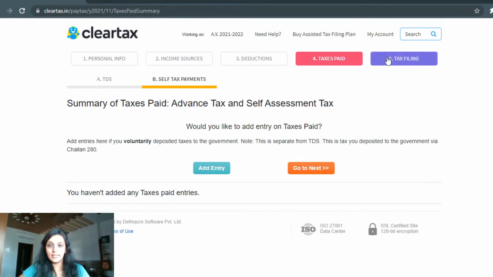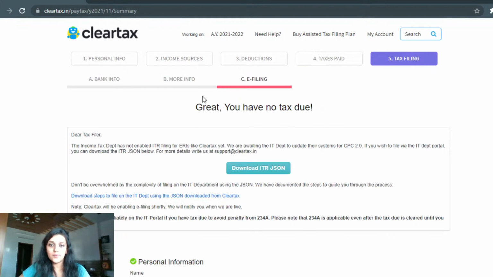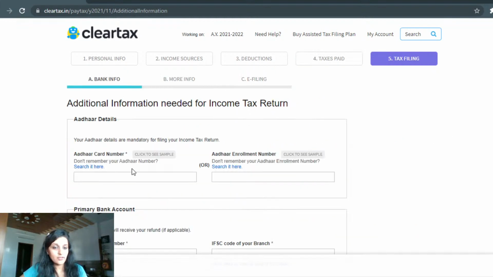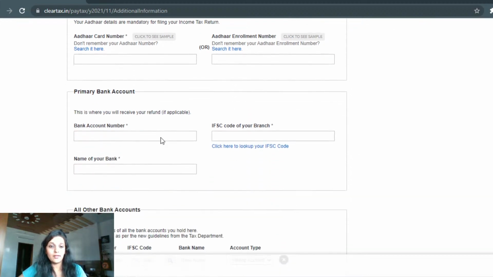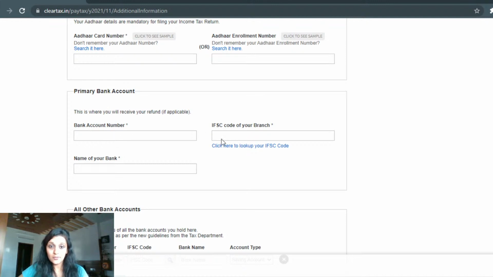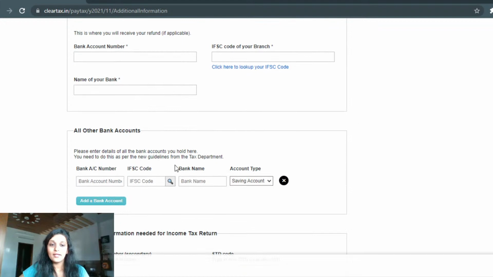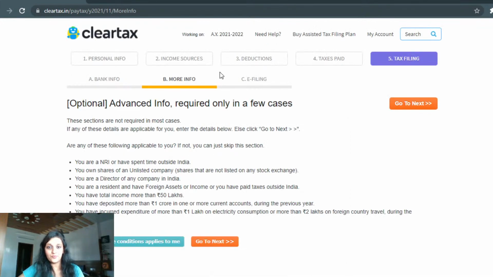But in case you are getting any refund amount, in the tax filing tab, first go on to the bank information, enter your Aadhaar card number and whatever primary bank account you have, enter that bank account number, IFSC code and name of your branch bank. In case you have any other bank account also, you can enter that too and click on save.